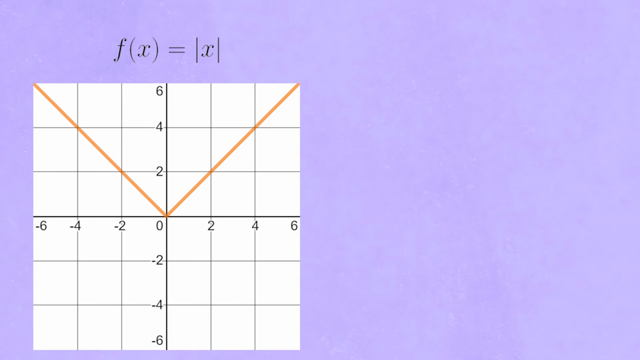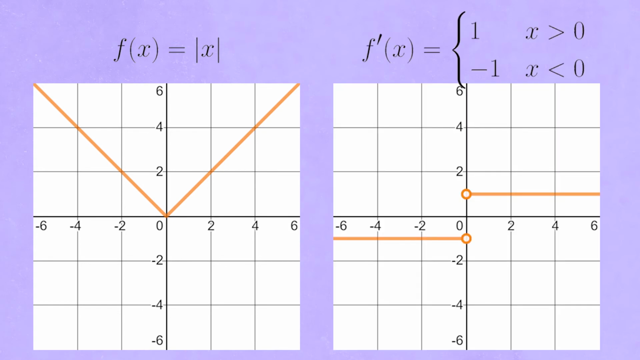Let's take a look at one more example. f of x is the absolute value of x. Look at the graph of f of x, in particular the sharp corner at the origin. No tangent line exists here because the behavior of f of x changes abruptly. It can be shown that f of x equals the absolute value of x has the following function as its derivative. Notice that it is not defined at 0, which means the derivative does not exist there.